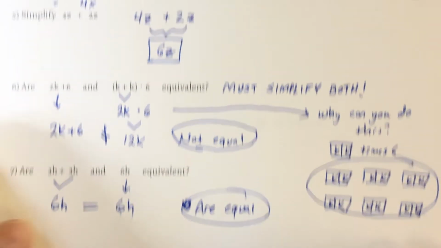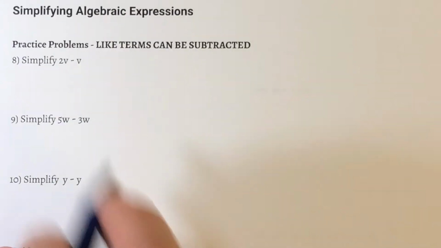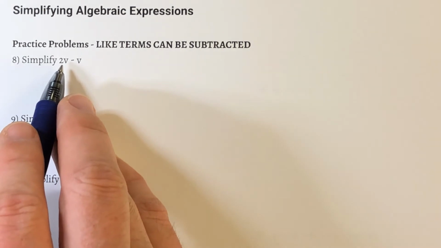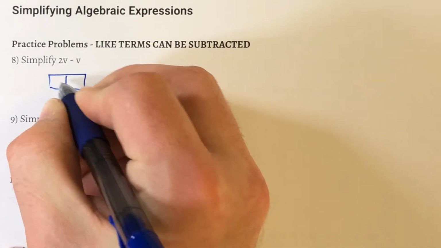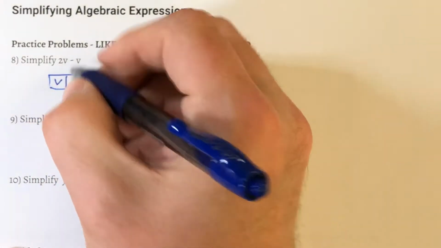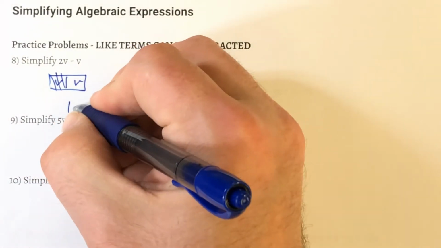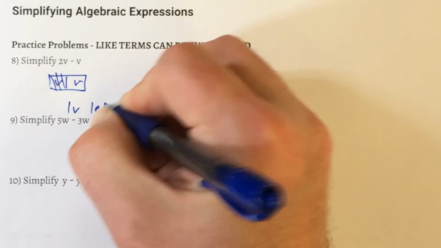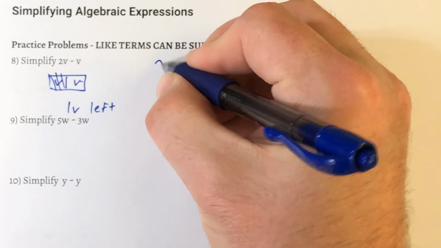All right, next example. We're going to move into subtraction. Like terms can be subtracted. So first example, 2v minus v. Going to do a quick picture again of what's happening. So I have two groups of v. I want to take away one group. What do I see? Well, I see 1v left. So that's what's happening visually.